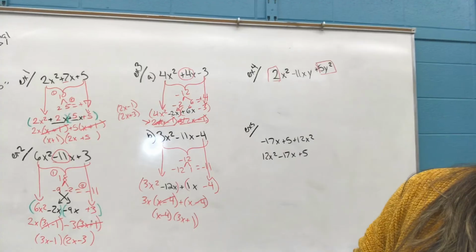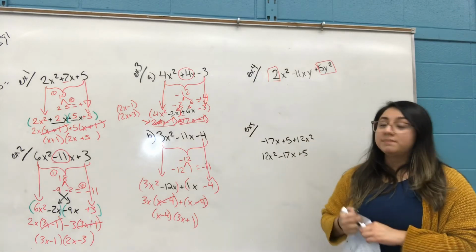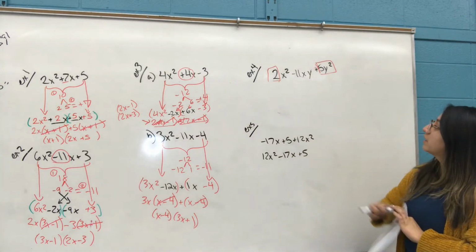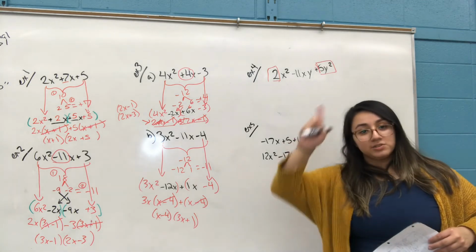Example 4. Sorry, I cut off for a bit there. We're going to go to example 4. We have 2x squared minus 11xy plus 5y squared. Now we have two variables, x and y.